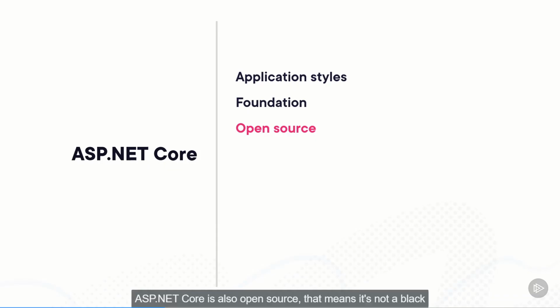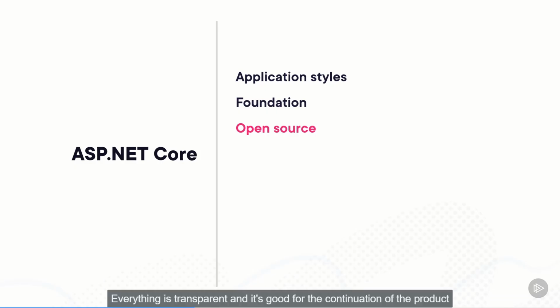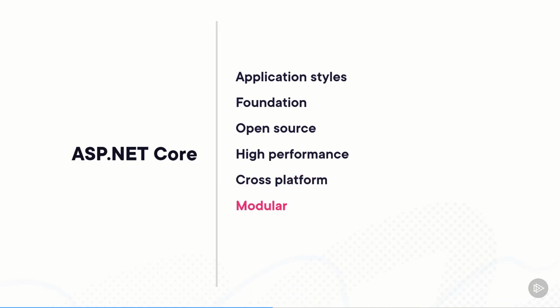ASP.NET Core is also open source. That means it's not a black box in which you don't know what's going on. Everything is transparent. And it's good for the continuation of the product, because both Microsoft and the community are working on it. ASP.NET Core is among the best performing frameworks out there, and it runs on multiple platforms, such as Windows and Linux, giving it the widest range of hosting options possible.